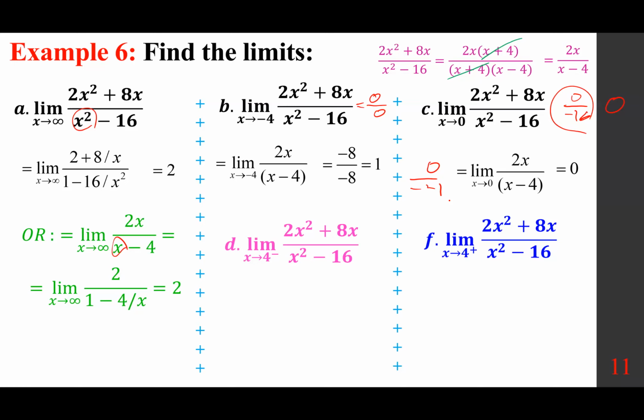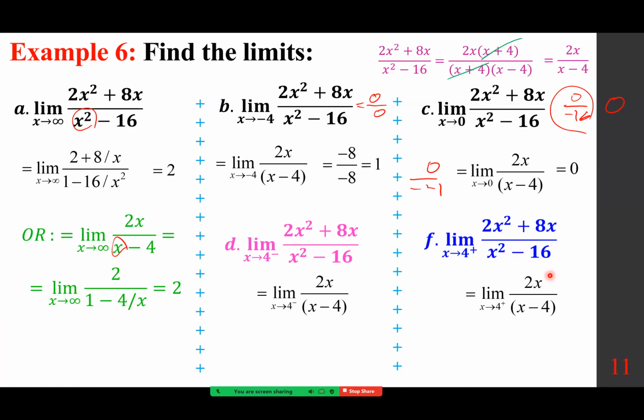So first and foremost, we use the factored form for both of them. Secondly, it's important to know 4 from the left or right, the numerator is very close to 8. In both cases, the numerator is 8. Whether it's 7.999 or 8.001 makes no difference. But the denominator, which is 0, makes a difference. So let's plug in and see what happens.